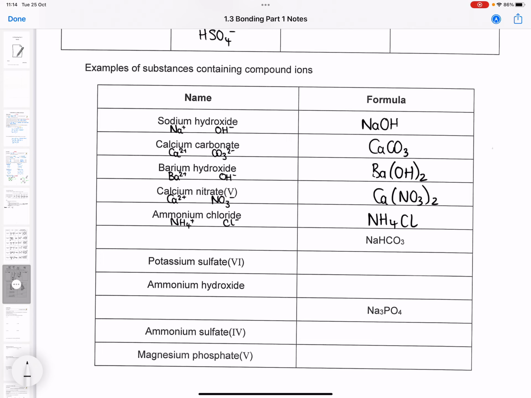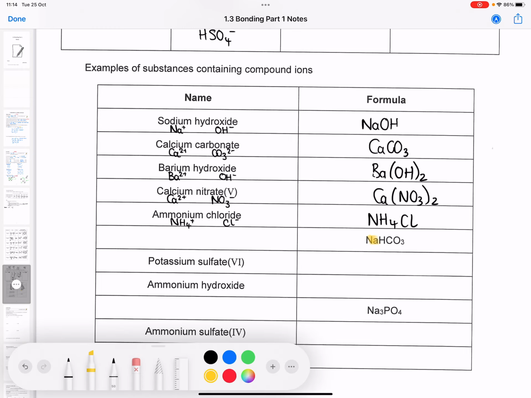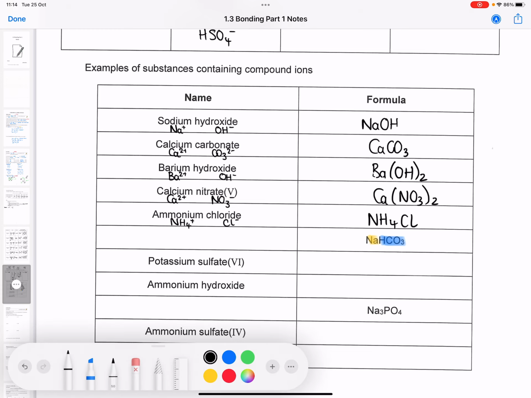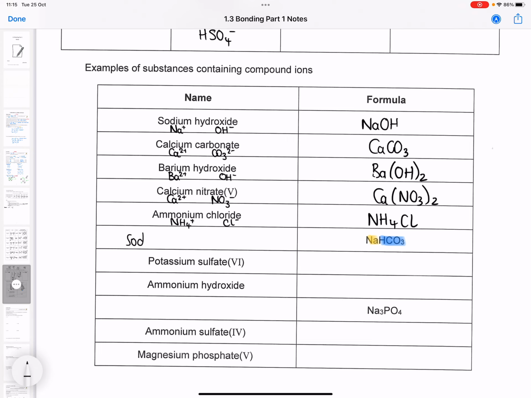So putting this next one's name together, we've got the positive ion is sodium here. So we're going to say sodium, and our negative ion is hydrogen carbonate. Remember, it only has 2 parts to its name. So sodium hydrogen carbonate. All one word for the negative ion, one word for the positive ion.